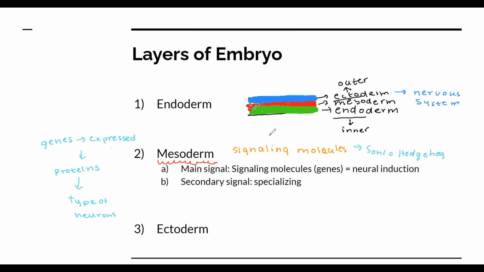So then after that, this main signal, this signaling molecule, is to determine what type of neuron it's going to become, right? And a secondary signal will be like specialization, like which specific kind of glial cell, or will it become a neuron, like will it become an astrocyte, microglia, or will it become a motor neuron or an interneuron, and so forth, right? Finally, the endoderm is the innermost layer.